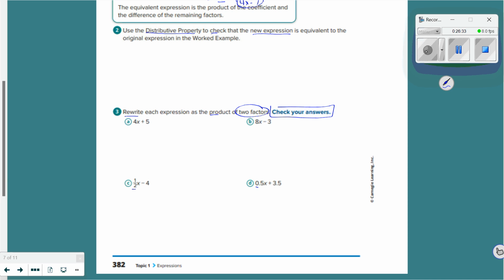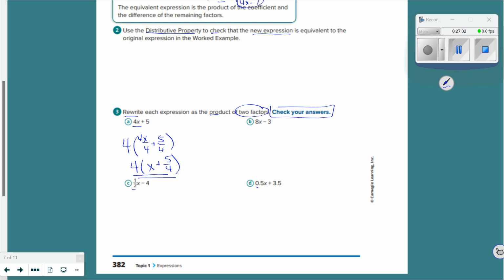Again, your key is to find your coefficient. That's what I'm pulling out. What is my coefficient here? 4. Pulling the 4 out, then I'm dividing each of the individual pieces by 4. What's 4 divided by 4? 1. And 5/4 doesn't simplify, so x plus 5/4 is my answer.